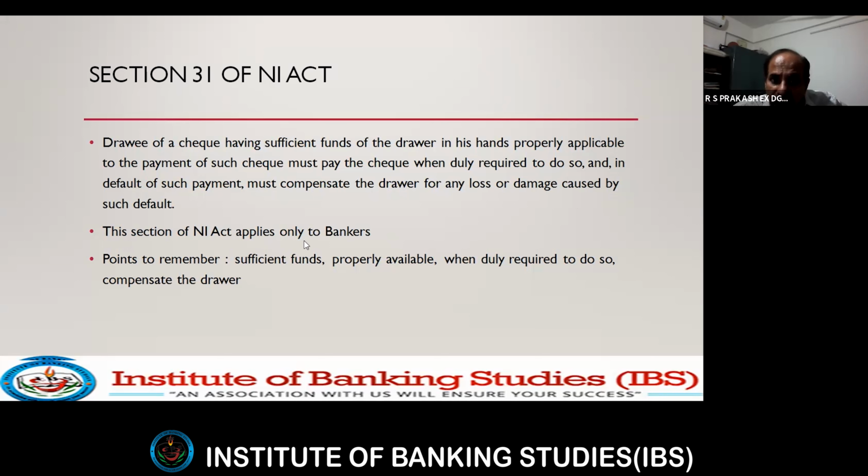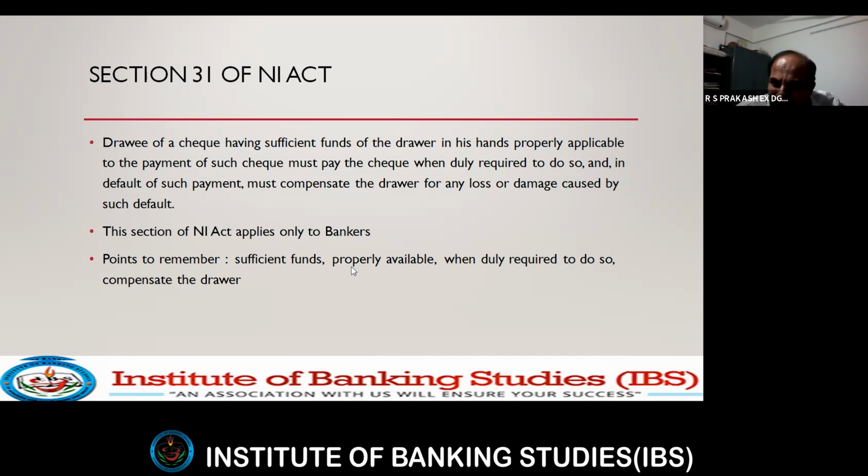This section of the NI Act applies only to bankers. See, the NI Act is only to take care of banks, so there is no exaggeration when we say that section 31 applies to bankers only. However, a few things as per section 31 to be kept in mind are sufficient funds, properly available. Properly available means, yes, there is balance in the account, but on that day you have to pay a housing loan installment, or an education loan installment, or take care of the interest obligation in your CC account, something like that. That means it is not properly available.